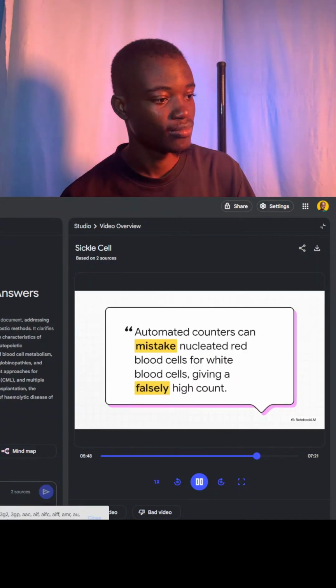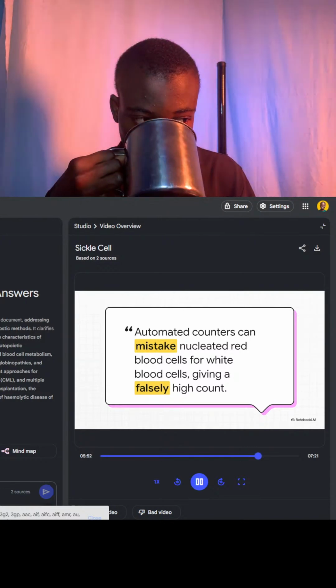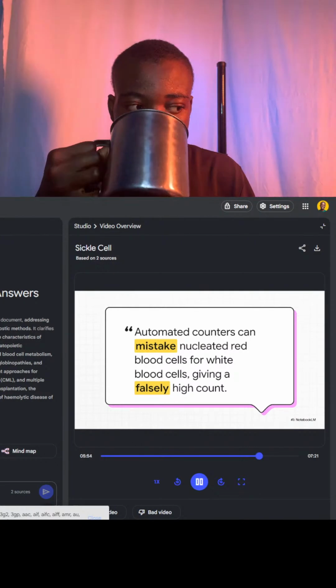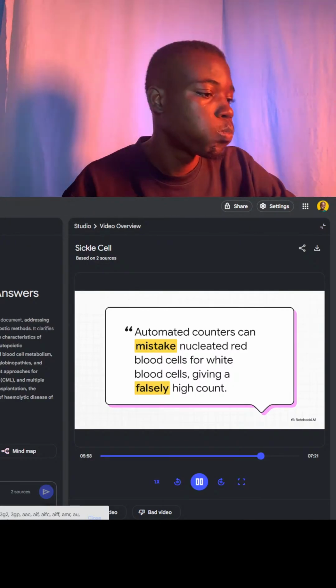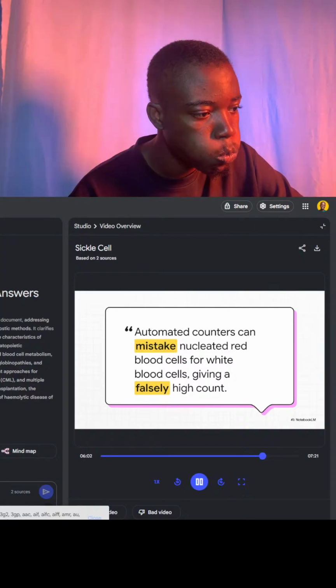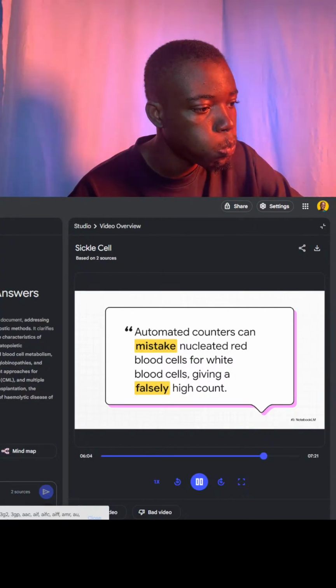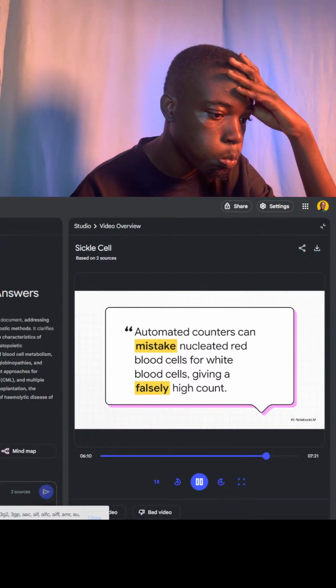Well, it turns out it's a case of mistaken identity. The bone marrow is working so hard to pump out new cells that it starts releasing some immature red blood cells that still have their nucleus. And the automated lab counters see that nucleus and mistake them for white blood cells, giving a totally false high number. It's a crucial detail that doctors have to correct for to really understand what's happening.